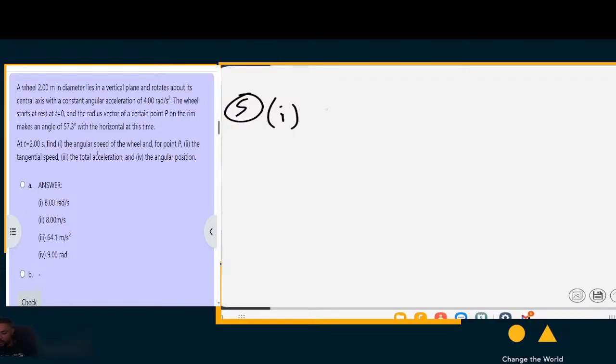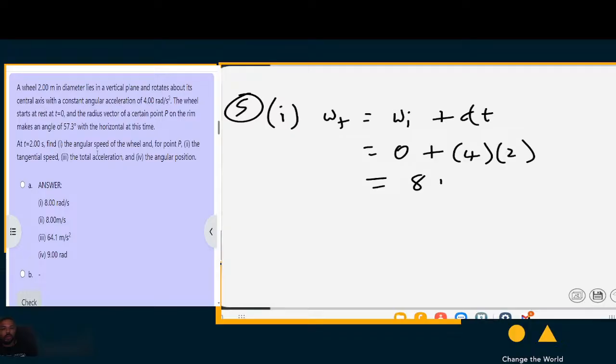We have the angular speed: omega final is equal to omega initial plus the angular acceleration times time. It starts from rest, so omega initial is 0, plus the angular acceleration, which they tell us is 4 radians per second squared, times 2 seconds. So it is 8 radians per second. That's it.